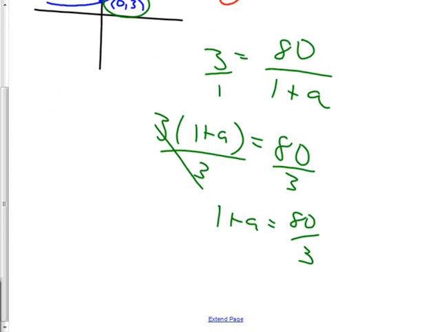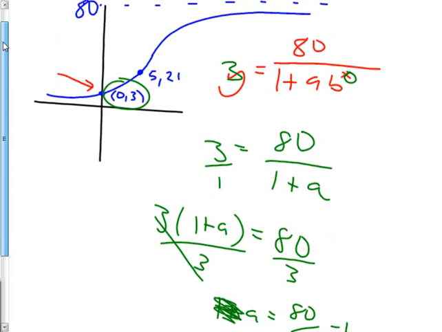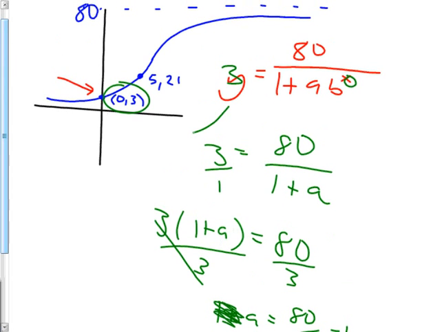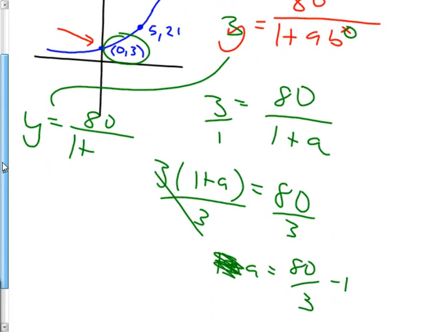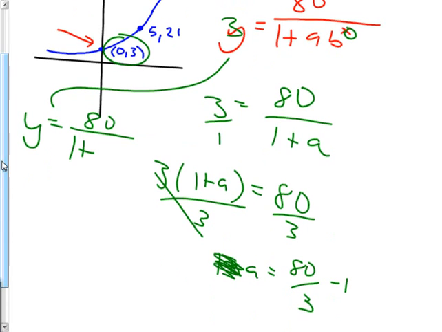I don't know what that is, but I can leave it as 80 over 3. I subtract 1 from both sides. There I go. I've got a. I know it's a little ugly, but that's what a is. And now I can put that back up into the equation. And now I can rewrite that same red equation over here as y equals 80 over 1 plus, and the a part of it would be 80 over 3 minus 1.